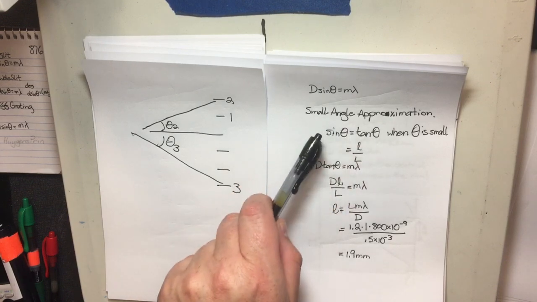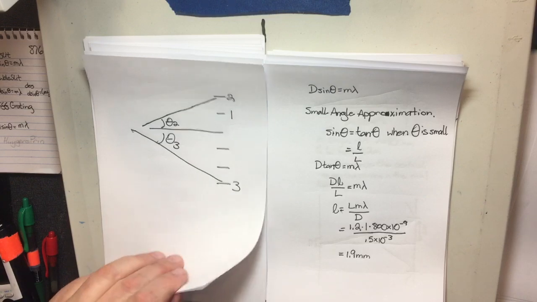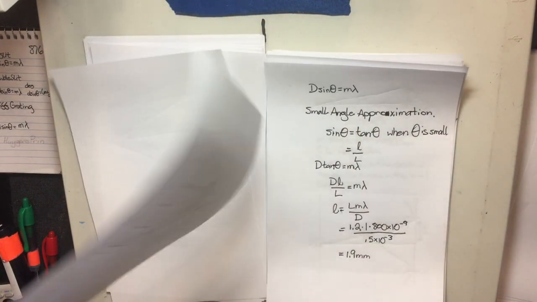The small angle approximation works for single, double, and diffraction grating. Little l over big L is the substitution that you use for everything. We'll do one example and then we'll call it a day.